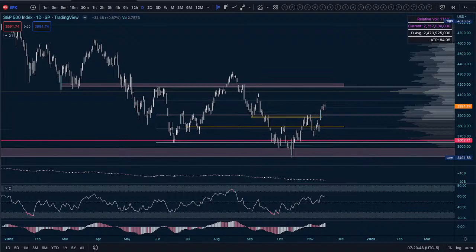If the DXY starts correcting to the upside, these will very well take it to the downside. So I'm trying to time it with that. I'm long dollar. Yeah, I'm long dollar.